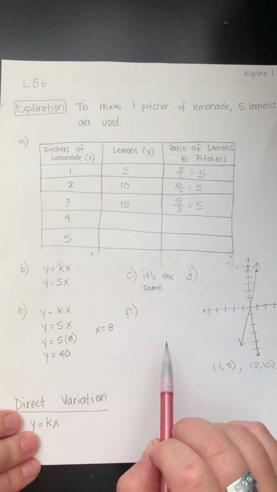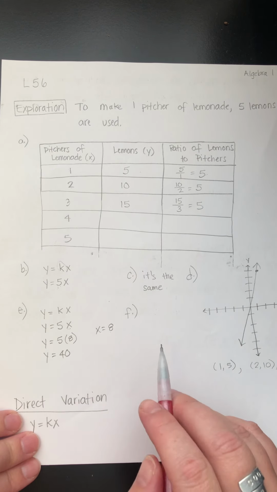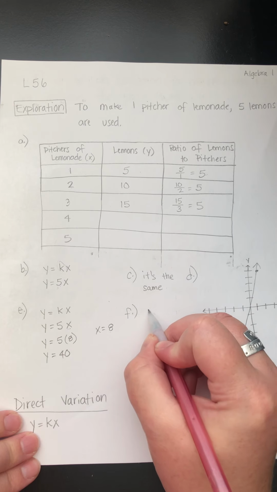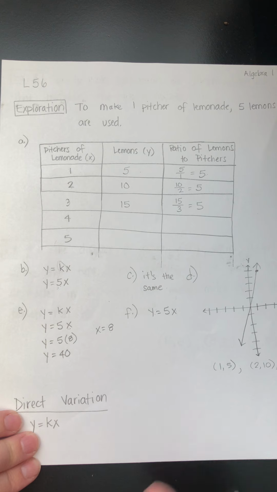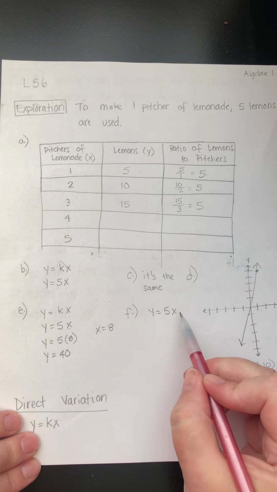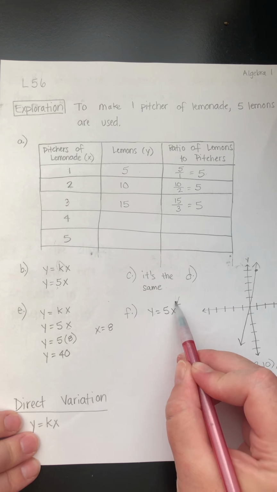And then for F, it says, how many pitchers can be made from 47 lemons? So let's write our function, y equals 5x. Now they're asking how many pitchers. They're asking us to solve for x right here.